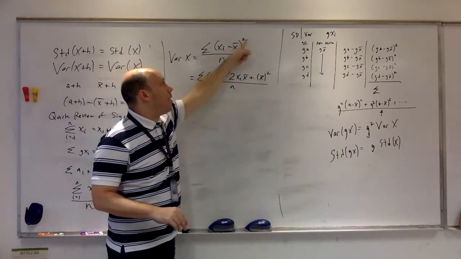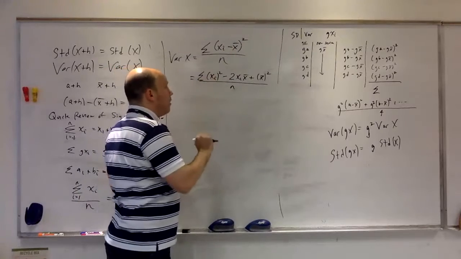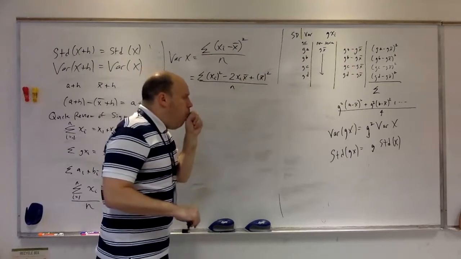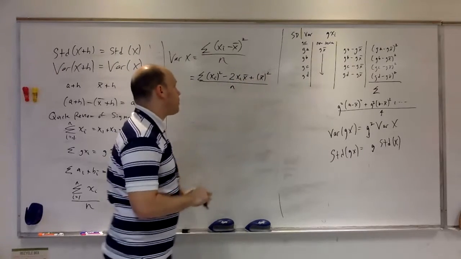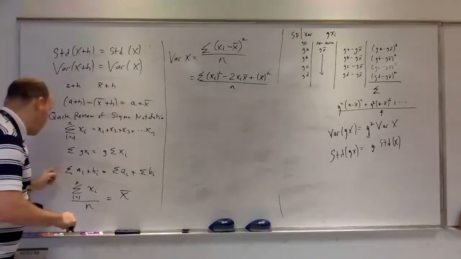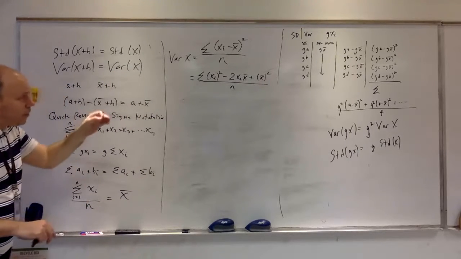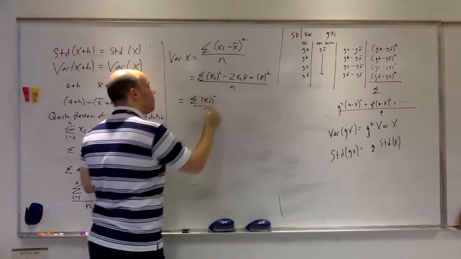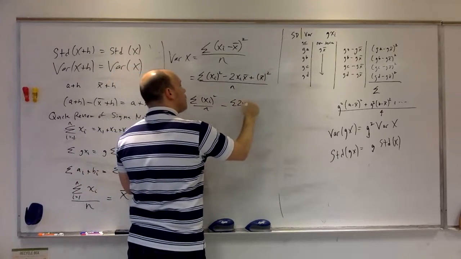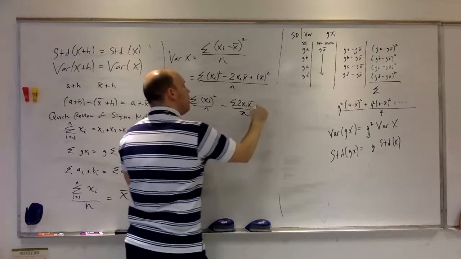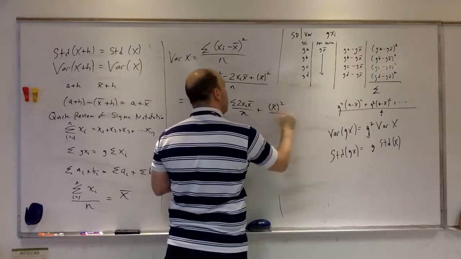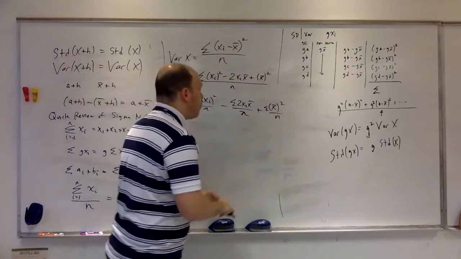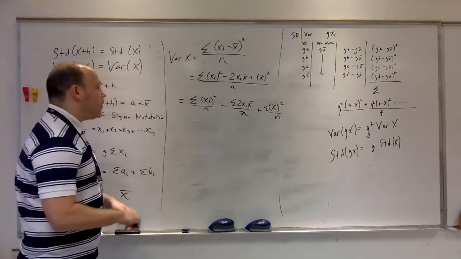Fine. The first thing we're going to do is expand the binomial. So we have xi squared minus 2 xi mean plus mean squared. The second rule is that I can take sigma of each term. So let's write this out. We have the sigma of xi squared over n minus sigma of 2 xi mean over n plus the sigma of mean squared over n. Good.